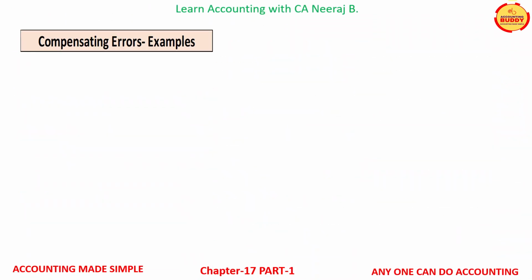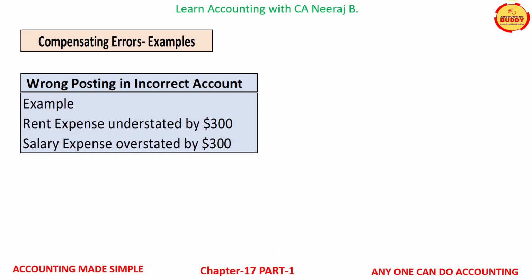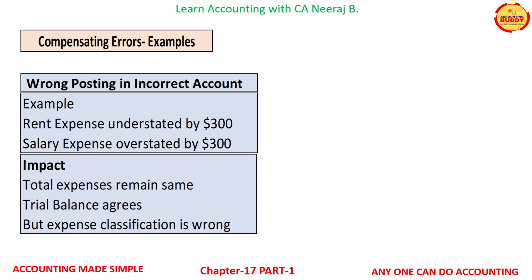Another example of compensating error is wrong posting in an incorrect account, which means the amount posted is correct, however, it has been posted to a wrong account. For example, the rent expense of $300 is posted to the salary expense account. As a result of this error, the rent expense will be understated by $300 and the salary expense account will be overstated by $300. Now the impact of this compensating error is that overall cost of the business will remain same and the trial balance will also agree. However, the classification of individual expenses will be wrong.